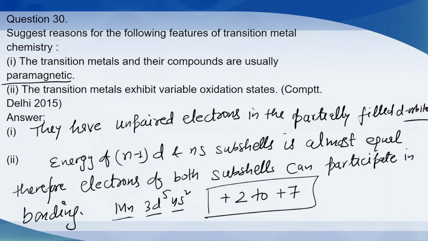Yes, beta. Is it okay? So transition metals exhibit variable oxidation state because of the participation of n-1 d and ns electrons, because they have almost equal energy.